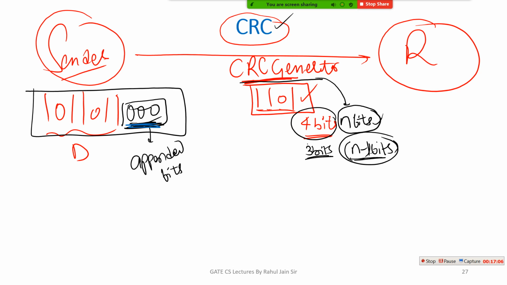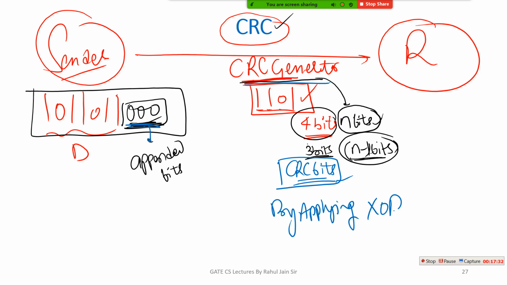So I now need to calculate the CRC bits. These are my CRC generator bits and these are my appended bits. Now I need to calculate the CRC bits. How do I calculate CRC bits? By applying XOR operation on my data unit, I will calculate the CRC bits.